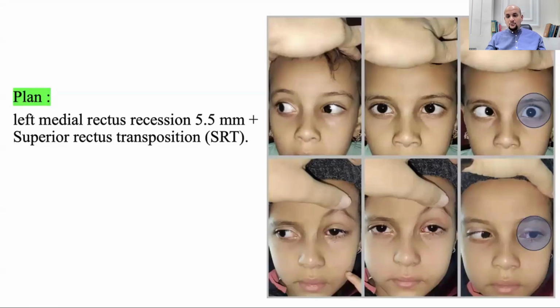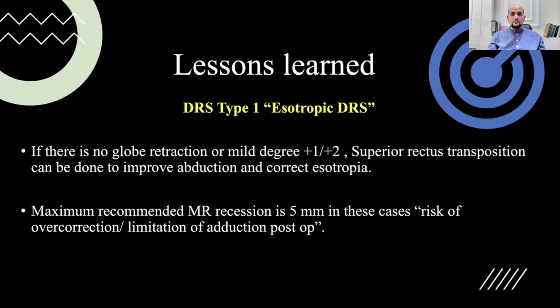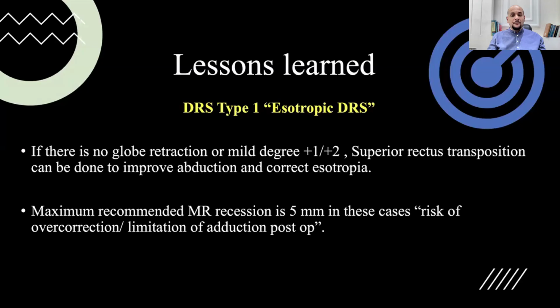And you can see here the limitation of abduction improved from -4 to -1 or -1.5. So if there is no globe retraction, you can do superior rectus transposition safely. And regarding the medial rectus recession, in Duane cases, do not do more than 5 millimeters. Otherwise, you might end up with overcorrection or consecutive exotropia.